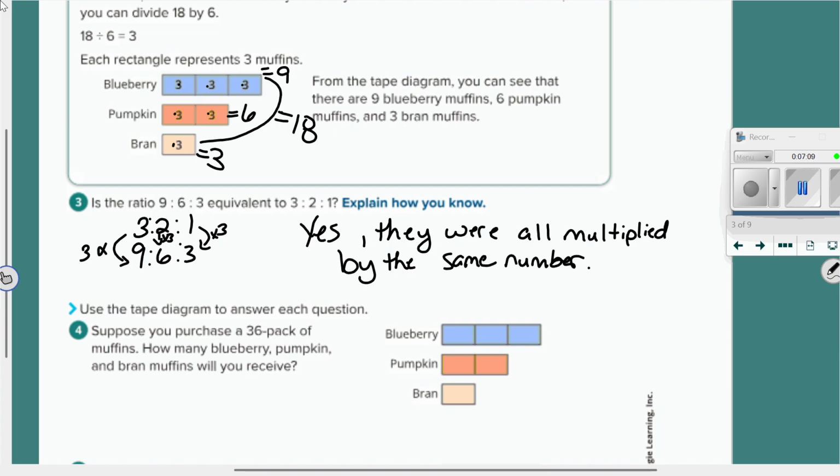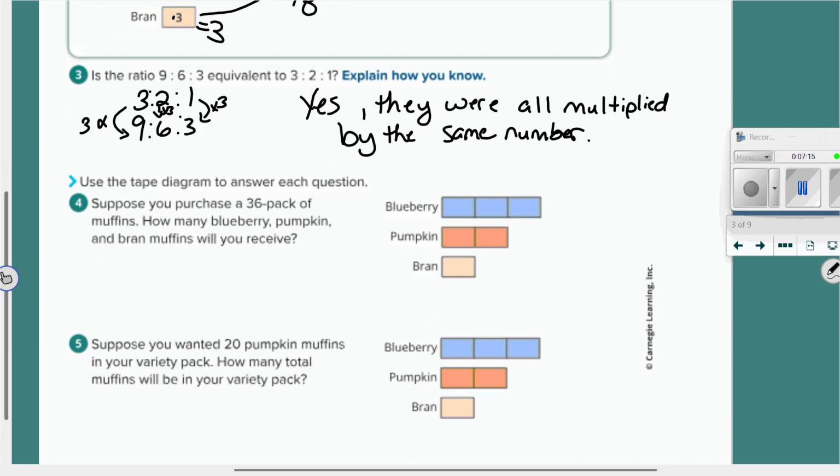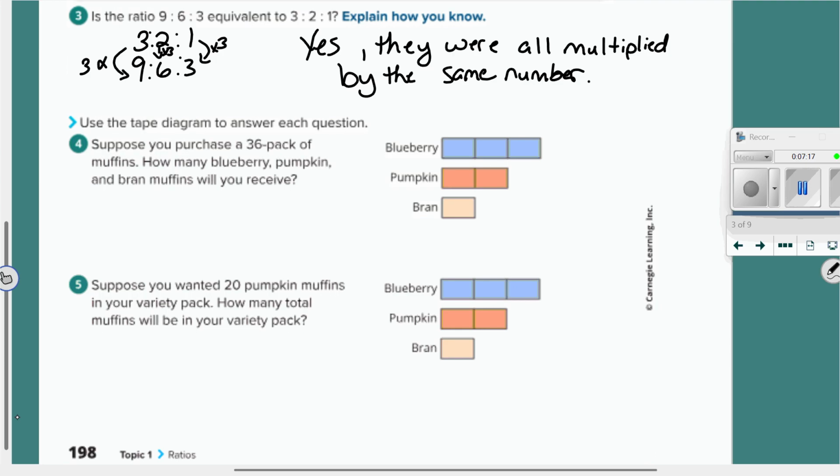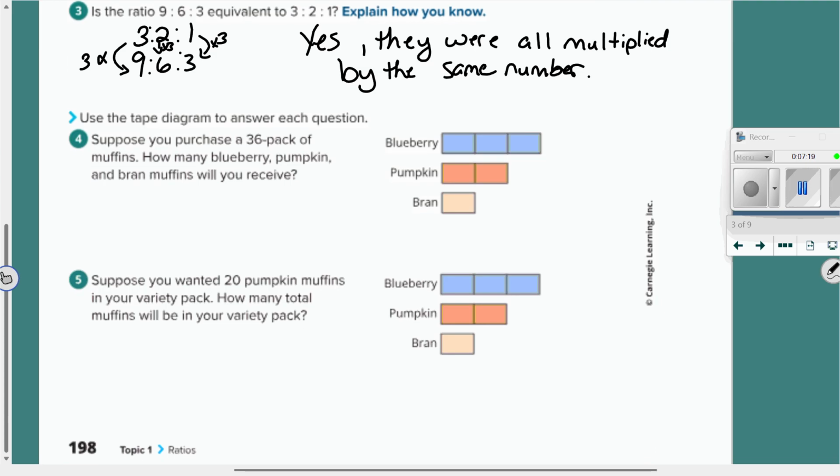All right, so using that information and the example we did at the top, I want you to see if you can answer number 4 and 5. You may work as a table, and I'm giving you about 6 minutes to do these two, and then we will come back and discuss. Go for it.